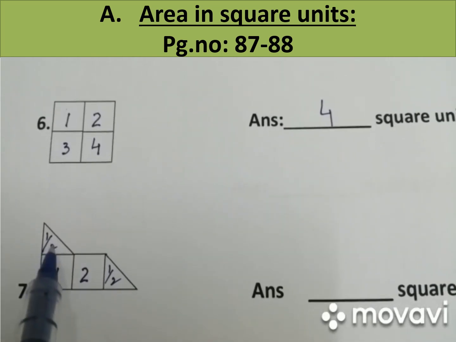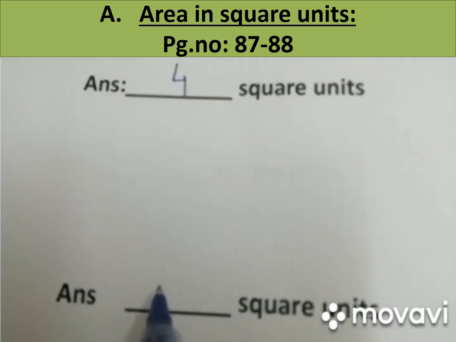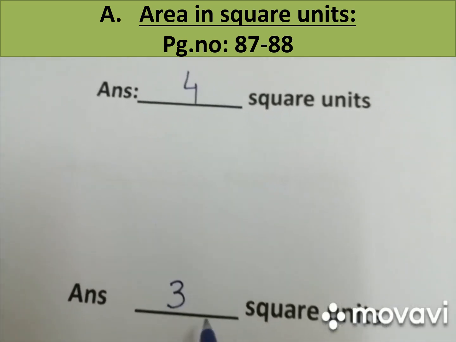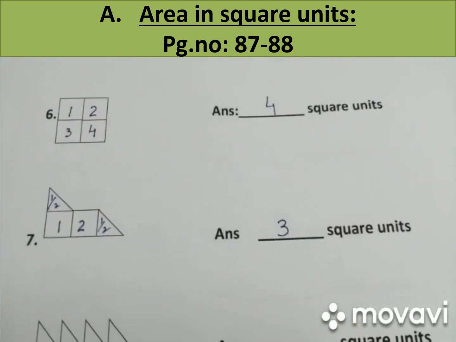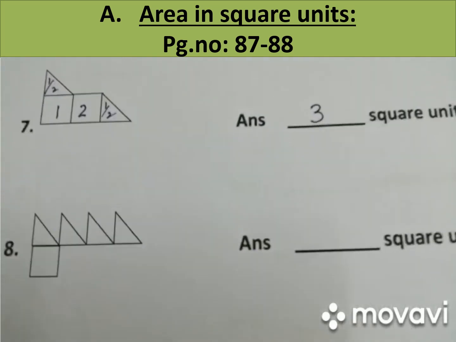That means 1, 2 and 3 triangles, 3 square total. That means 3 square units. Okay? Understand? Let's do another part.